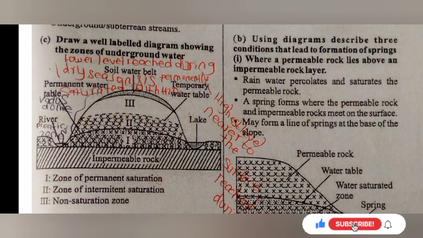We have the zone of non-saturation, we have the zone of intermittent saturation, you have a zone of permanent saturation, and apart from that, you need to know how to draw the diagram. You need to know how to draw and label the diagram.